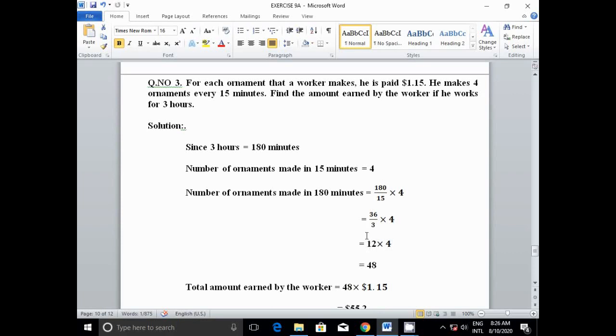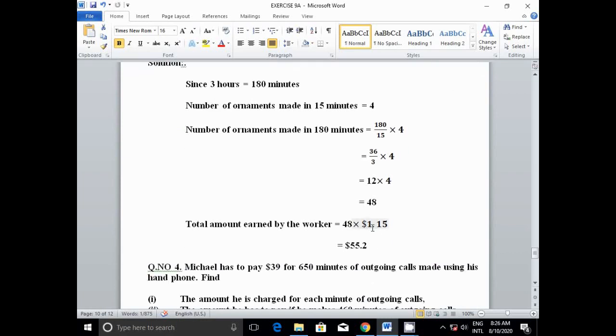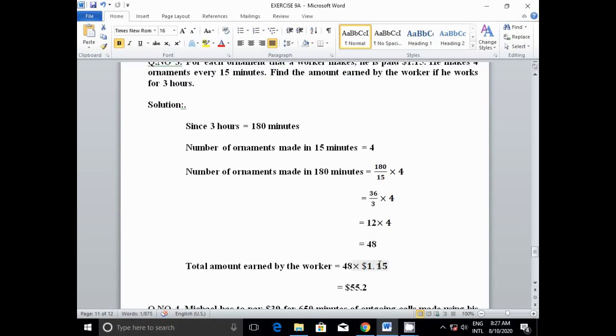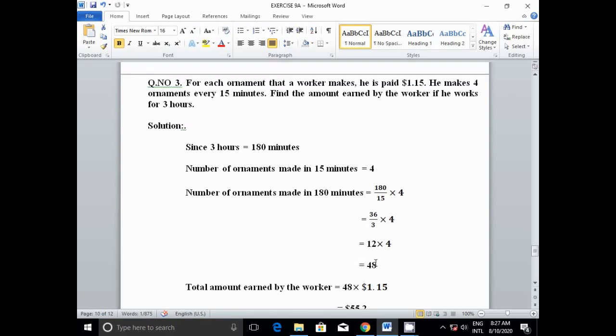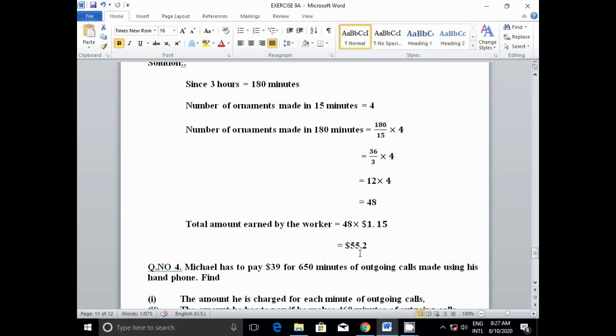Now let's find the amount earned by the worker if he works for 3 hours. This can be calculated by multiplying 48 by 1.15, which is the amount earned by the worker if he makes one ornament. So let's take the product of 48 and $1.15, which is equal to $55.2. Now $55.2 is the amount earned by the worker for 48 ornaments.